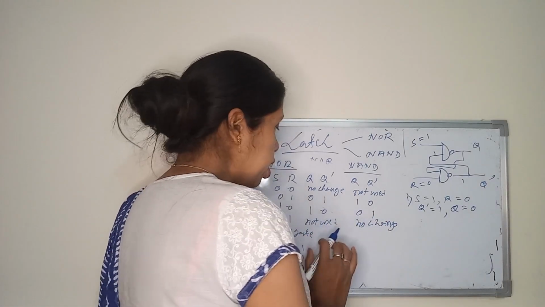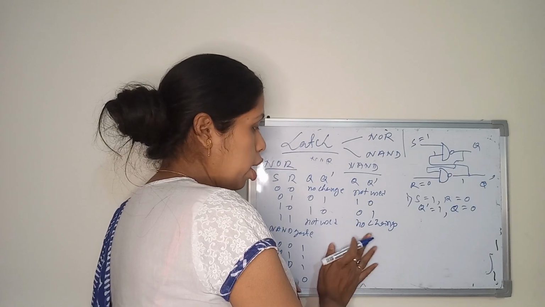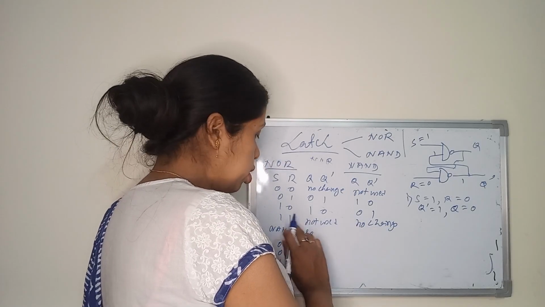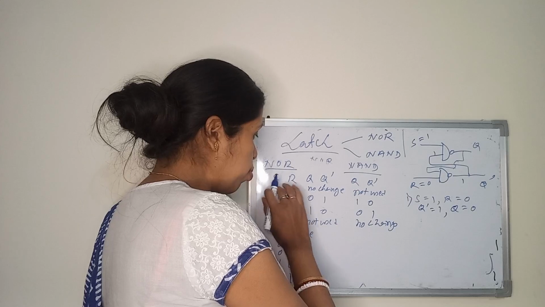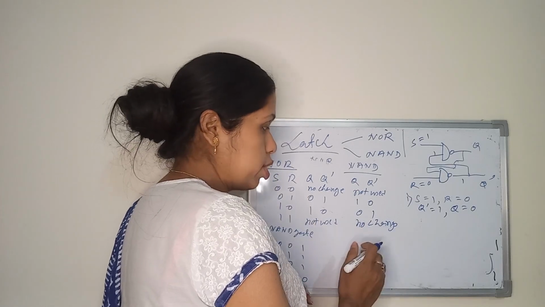Now I will check when the memory effect will be there. In the combination 11, if I give both inputs as 1, then the memory effect will be there.